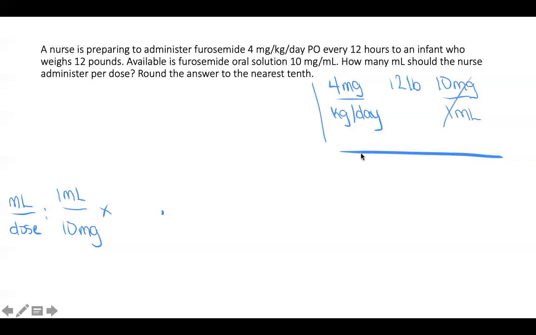Okay, now I have milligrams on the bottom. So the problem tells me I need milligrams on the top. So I come up here and find milligrams. So there's 4 milligrams over kilograms per day. And then cross it out.